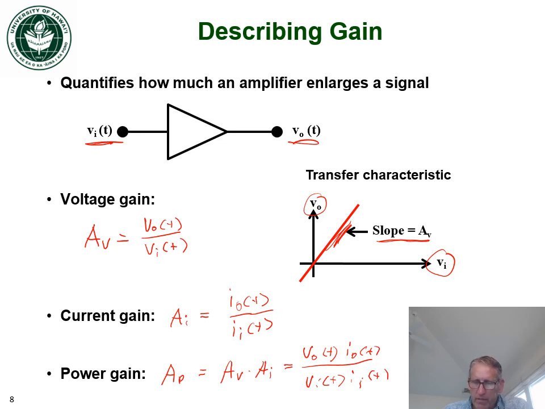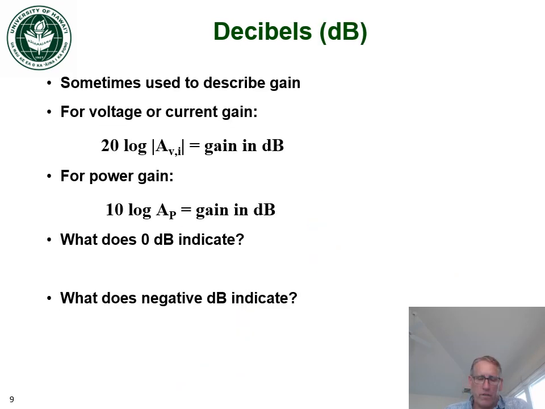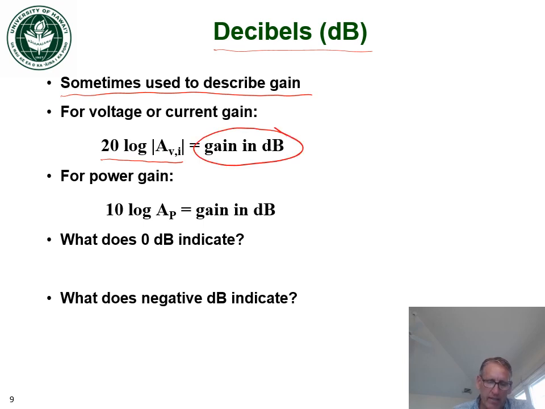In terms of units, the units we typically use are decibels or dB. I would say this is more than sometimes, but usually dB is used to describe the gain. So the definition of dB for voltage or current gain is 20 log times the absolute value of the voltage or current gain, and this would be the gain in dB. For power gain, we use 10 log times the power gain, and that would give us our gain in dB.